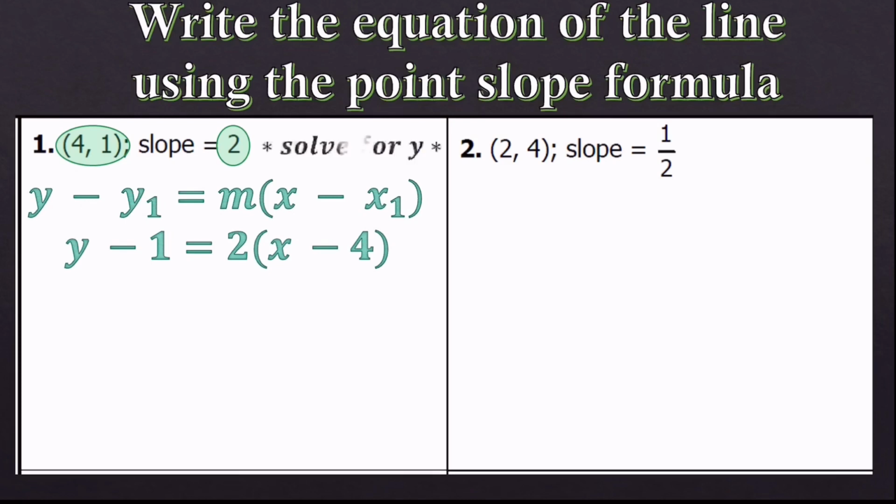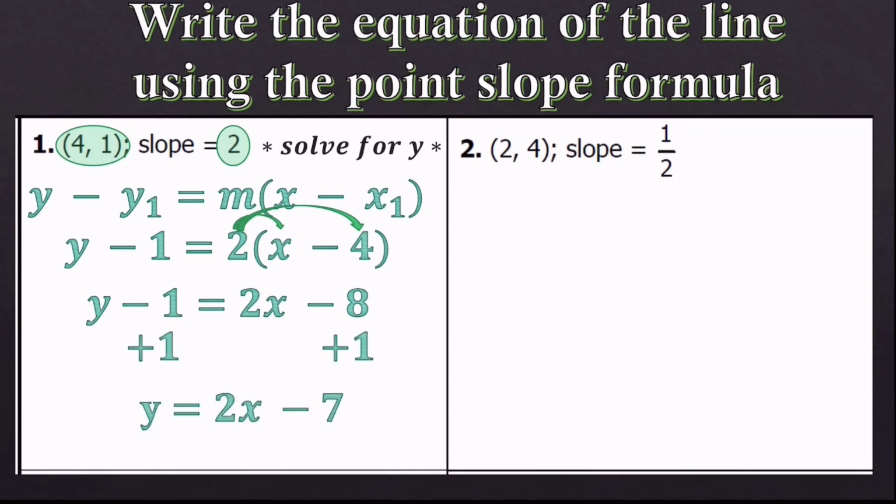I go through then and solve for y. So I'm going to distribute my 2 to get y minus 1 equals 2x minus 8. I add 1 to both sides. y equals 2x minus 7. Your equation is done. Okay? Let's go try this again. This time, our slope happens to be a fraction, but that doesn't change the process. So y minus y1 equals m times x minus x1.